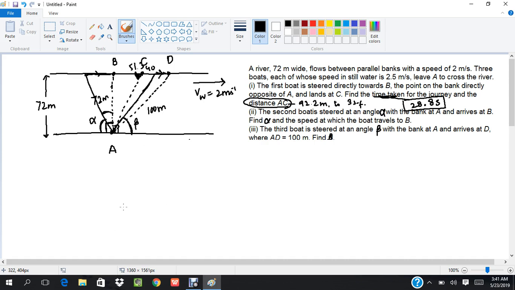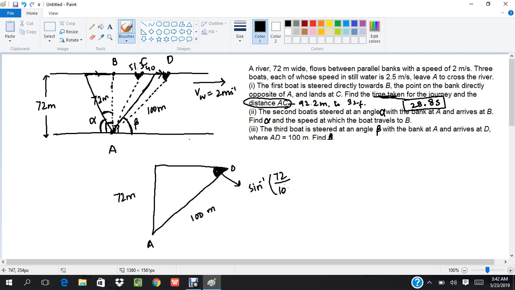So let's see what we can do now. Here we can make a triangle of distances first. Why? Because we know that the distance AD is 100 meters. And if I draw a line from A exactly opposite to the other bank, this distance is 72 meters. So this gives me my triangle of distances. Using my triangle of distances, I can find out this length as well, if it's relevant. The reason why I have drawn the triangle of distances is so that I can find this angle here. This is actually this angle. So how can this be found? This is actually sine inverse of 72 upon 100.